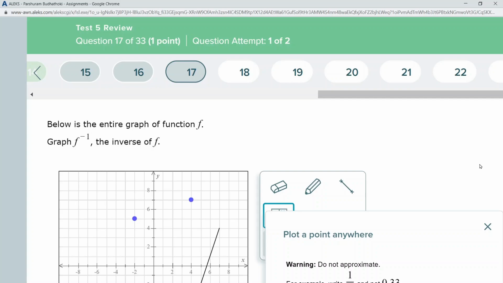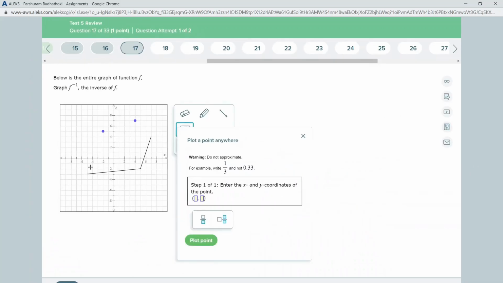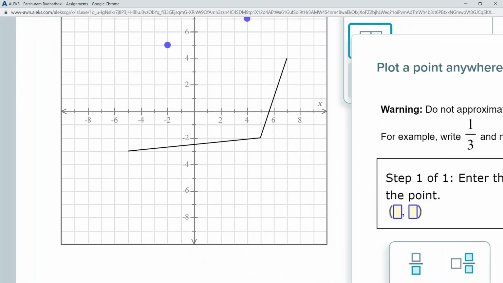And finally, if you go to this last point here, the coordinate of this last point is negative 5, negative 3. If you switch the x and y coordinates, it would be negative 3, negative 5.